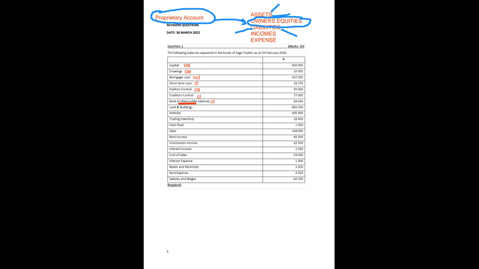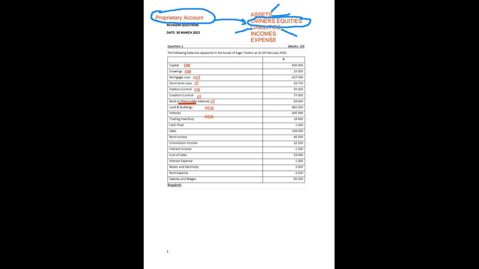What about the land and buildings? Non-current asset. Non-current asset. Thank you so much. I hope Matthew you're also okay there. What about the vehicles? Non-current asset. Thank you so much. Non-current assets.